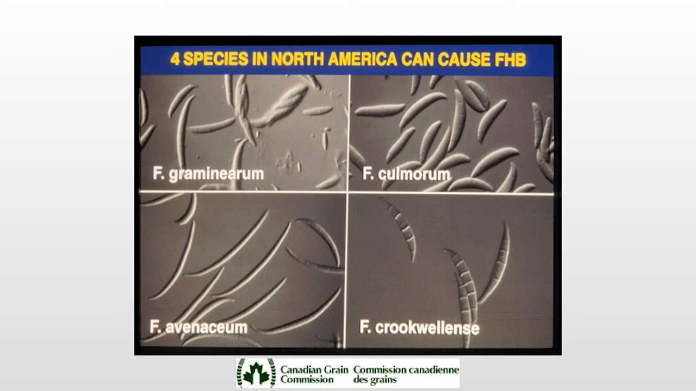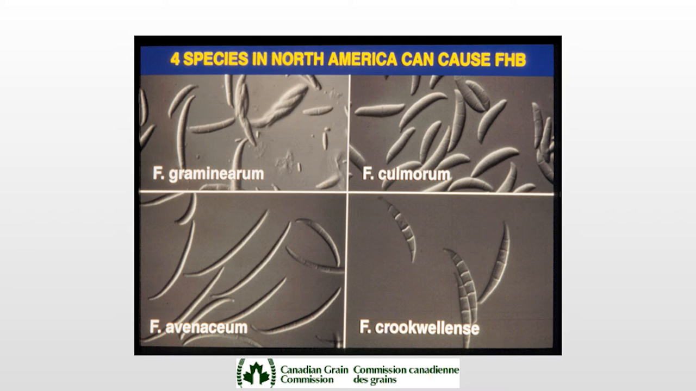There are four species of Fusarium that can cause Fusarium head blight in North America, namely Fusarium graminearum, Fusarium culmorum, Fusarium avenaceum, and Fusarium crookwellense. Fusarium graminearum is by far the most important cause of Fusarium head blight in Western Canada. This is because Fusarium graminearum is the most aggressive of the species of Fusarium, so it causes more head blight than the others. And in addition to that, it produces large numbers of mycotoxins, or poisonous compounds that can accumulate in the head and in the grain, making it one of the most damaging pathogens of cereal crops.